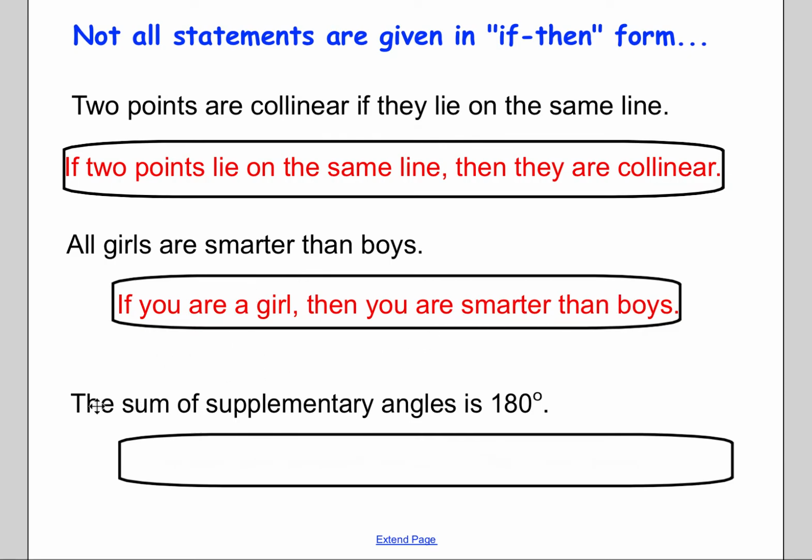And here we have another one. The sum of supplementary angles is 180 degrees. Where is the if then? Take a second, pause the video, and find the if then statement that's hidden within this conditional statement.